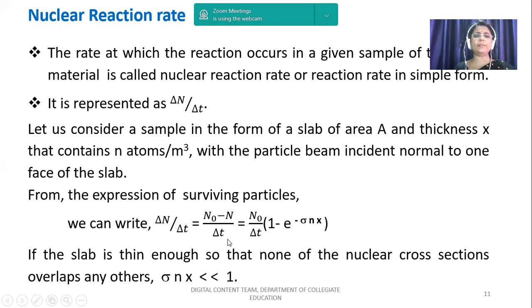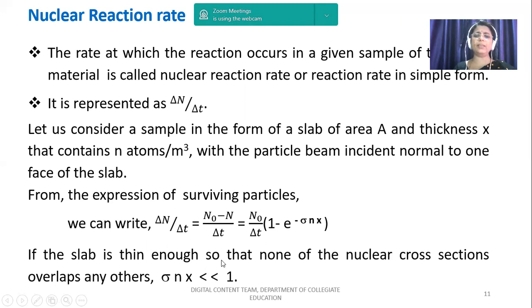And from that we can write delta n by delta t. Delta n is nothing but a small amount of interacting particles, which is given by incident particles minus surviving particles. So n naught minus n will give you delta n, divided by delta t. And again writing n in terms of n naught, it is n naught into e to the power of minus sigma nx. Out of the two terms, you take n naught by delta t common, and you can write the remaining terms inside the bracket as 1 minus e to the power of minus sigma nx.